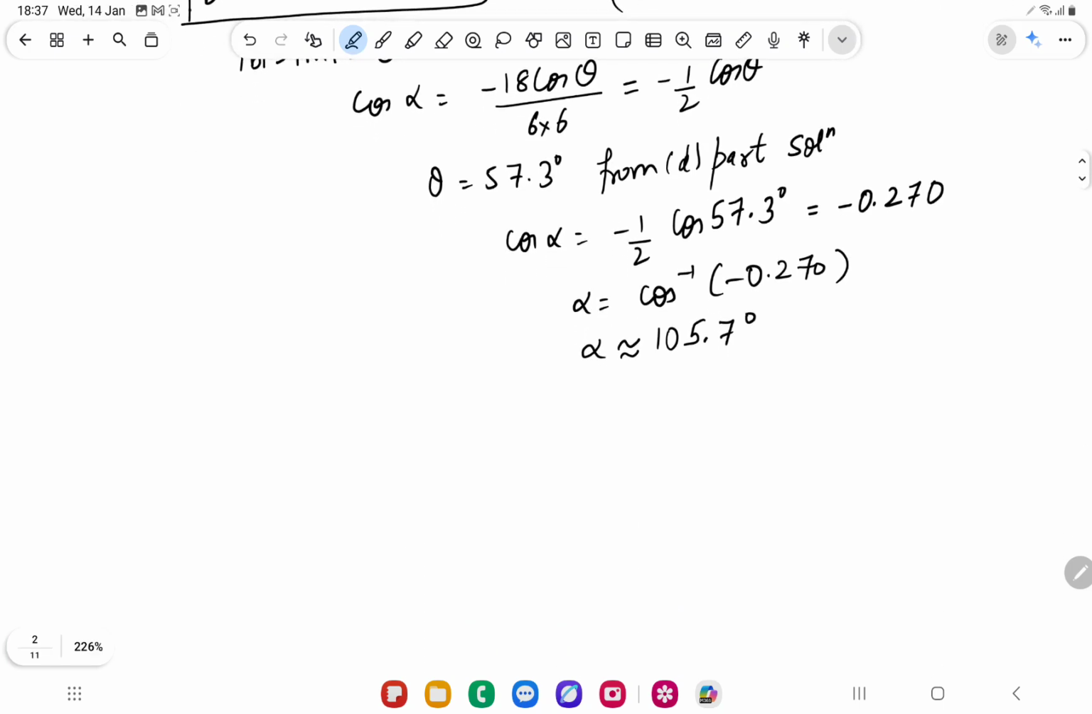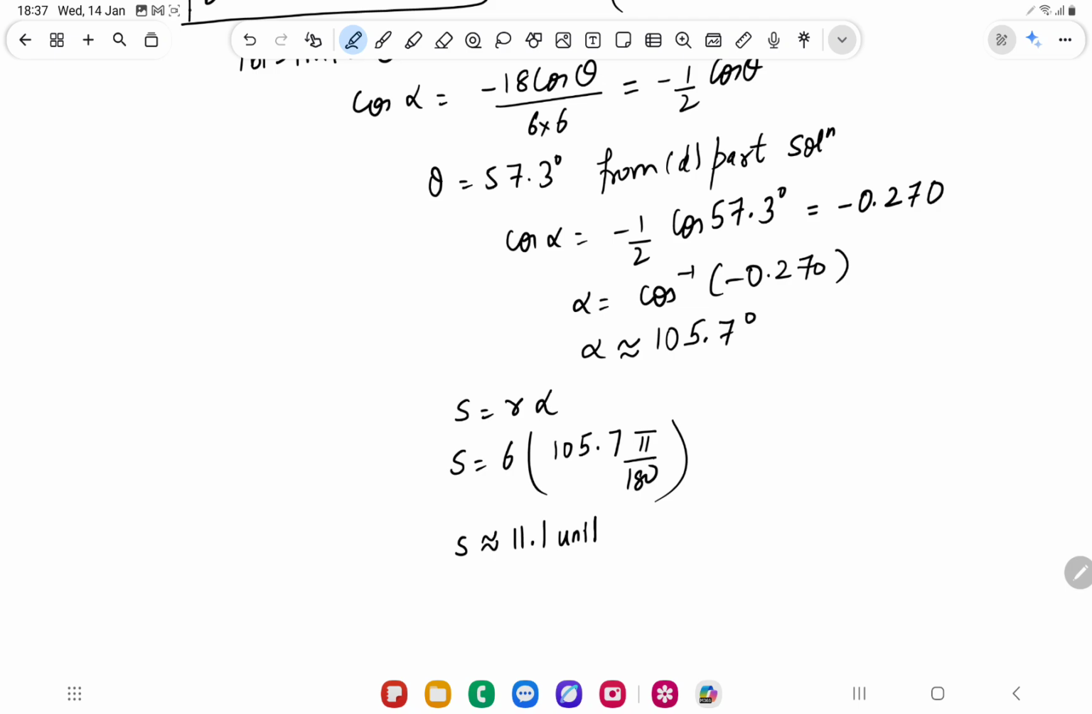Now we have to calculate the shortest distance. So shortest distance will be r alpha. My r is given to me as 6. Alpha will be 105.7 pi by 180. Now when we solve this, s will approximately be equal to, you can write it like this, or you can write it as 1.11 into 10 to the power 4 kilometer.